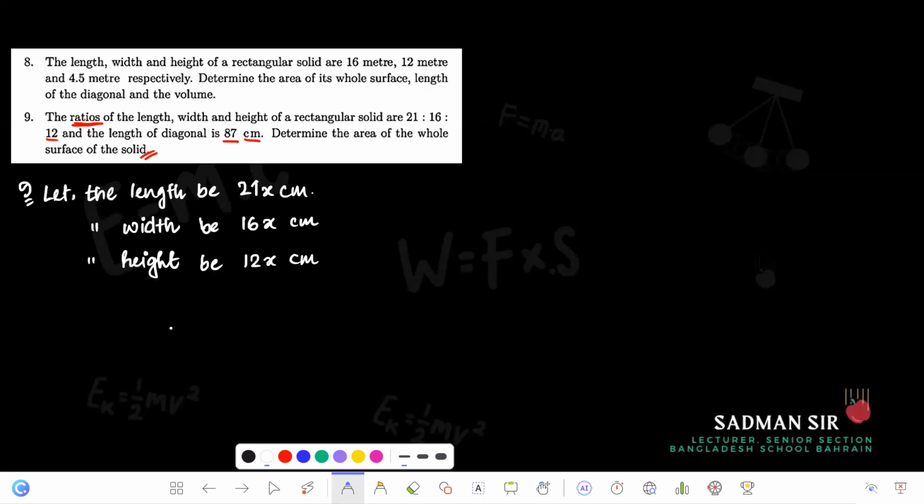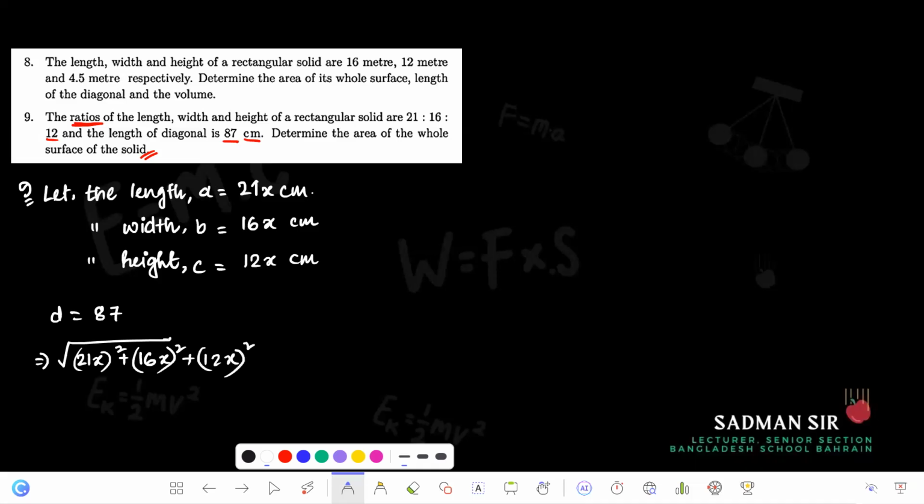Now the length of the diagonal is... here I made a mistake, which is that we forgot to write a, b, c. So a equal to 21x, b equal to 16x, and then c equal to 12x, then diagonal d is given, right? It is equal to 87. Now d can be replaced by root over the formula of diagonal, which is a square plus b square plus c square. So here it will be 21x whole square plus 16x whole square and 12x whole square. That should be equal to 87.